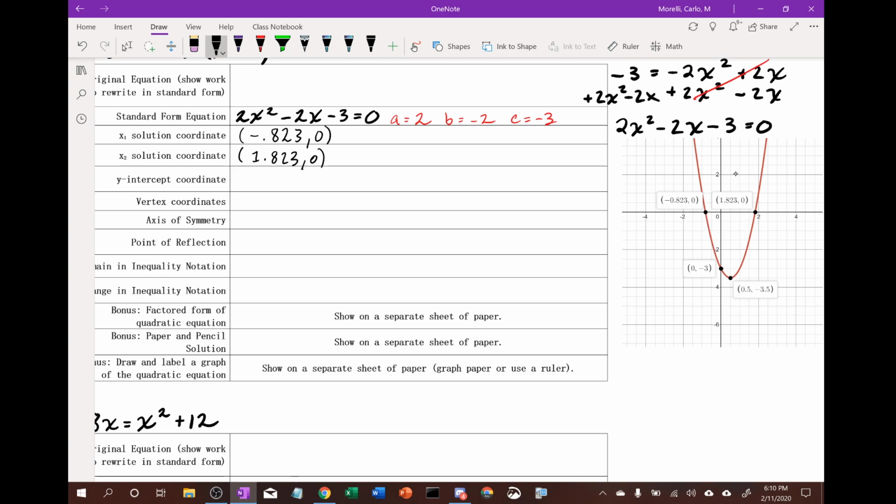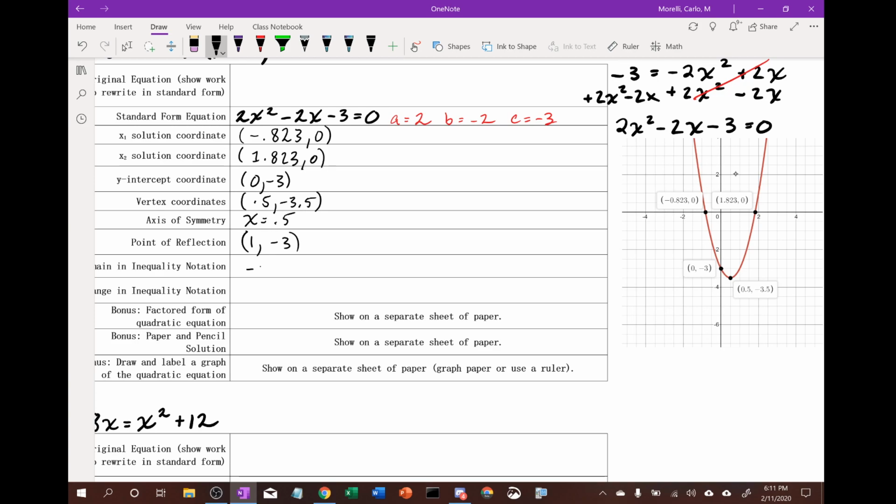Okay, the y-intercept is given to us as 0, negative 3. This is so easy on Desmos. The vertex is at 0.5, negative 3.5. The axis of symmetry is x equals 0.5. The point of reflection is 2 times 0.5, which is just 1, comma, the y-intercept, which is negative 3.